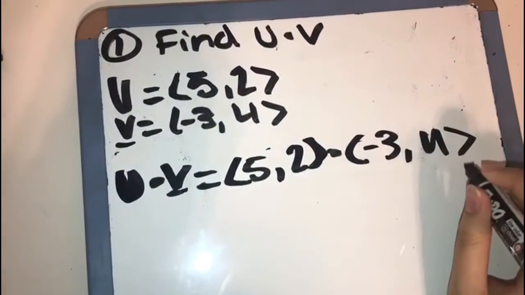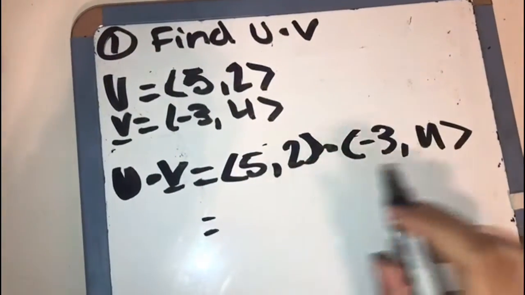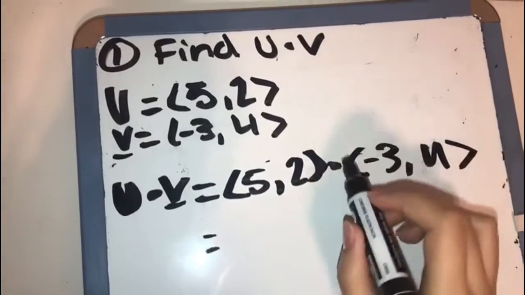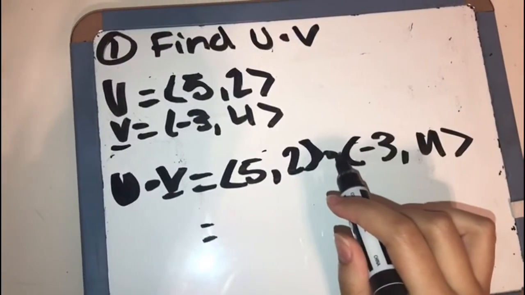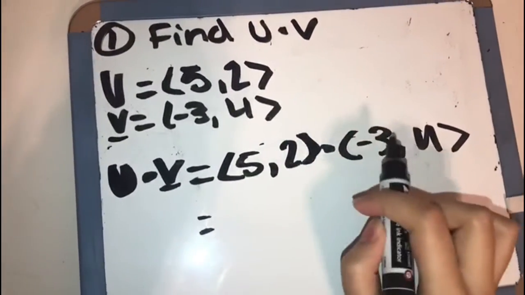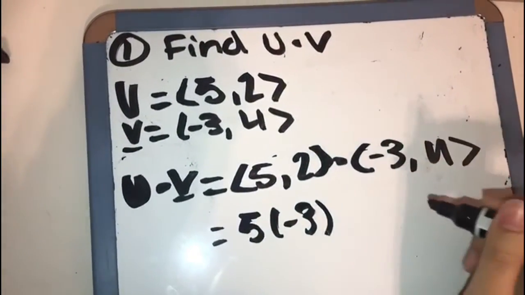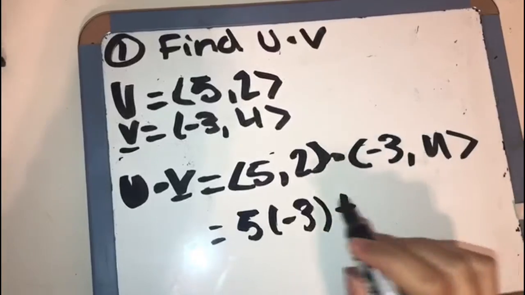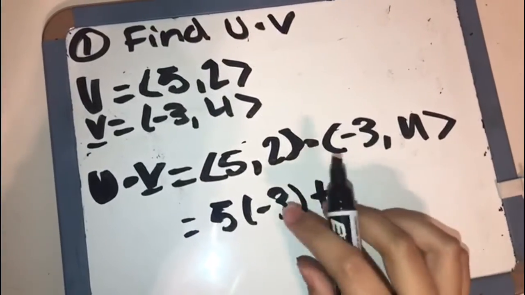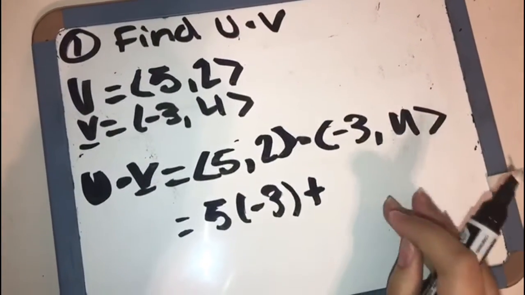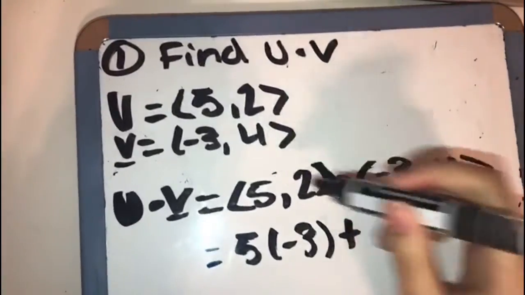Now when we do them together, we have to multiply, because there's a multiplication sign in the middle between these two vectors. So we're going to do 5 and -3, plus. Now we add them together because when it's a dot product, you always have to add them together to find the answer. So we're also distributing too.